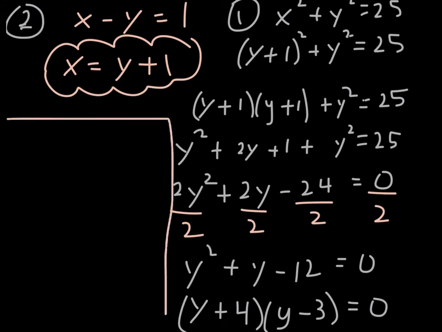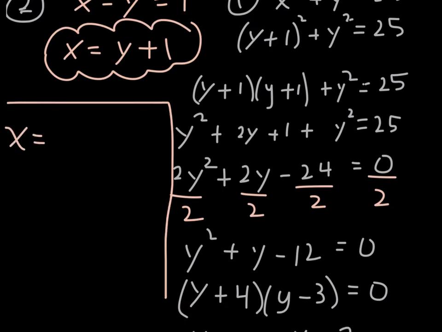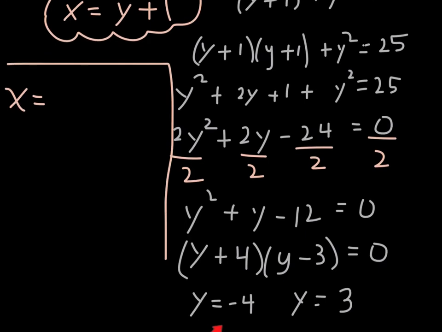Okay? So x is equal to, now one of the values that I'm going to plug in for y, I found it to be -4. So here I go. I'm going to plug in -4. -4 plus 1, which gives me x is -3. That ordered pair right there is -3, -4.